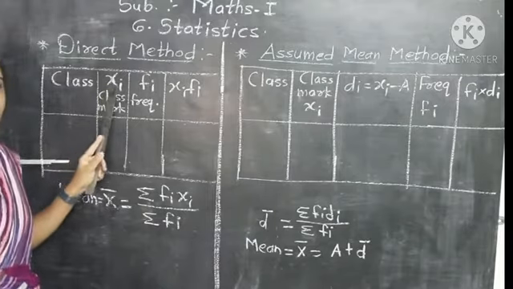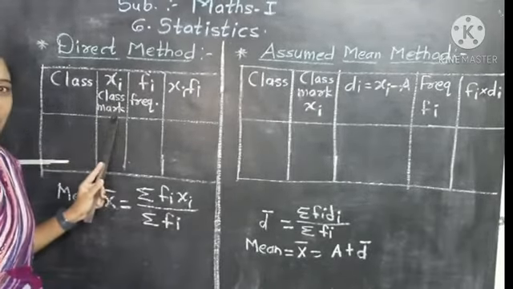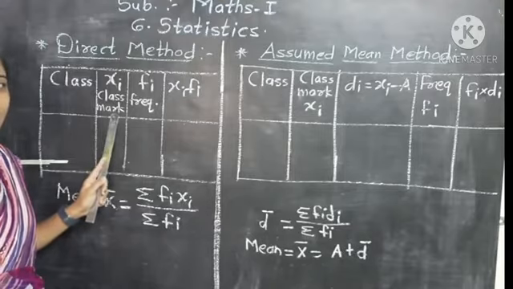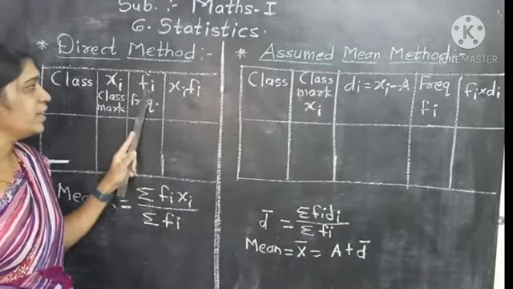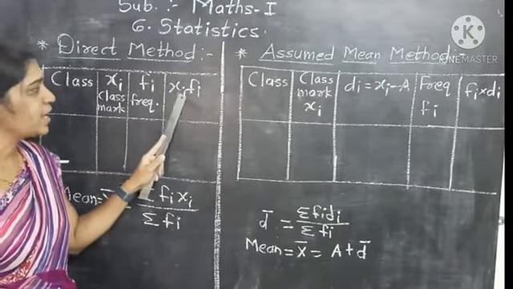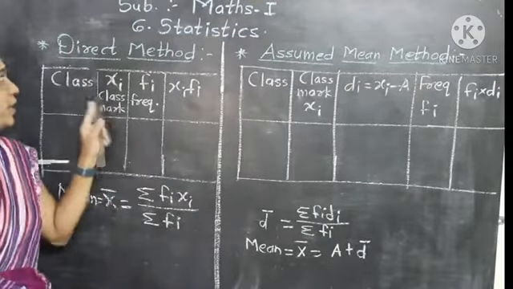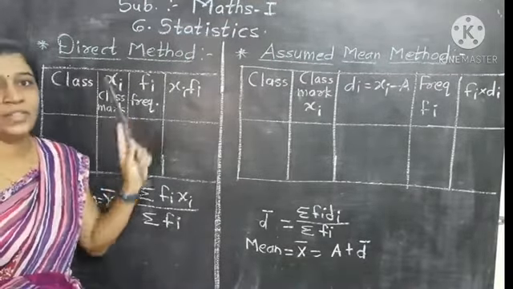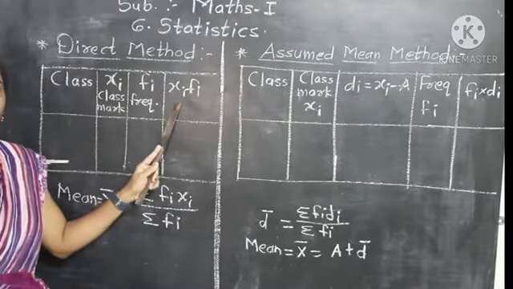We call it xi. Class mark. How to find class mark? You already learned in 9th standard. The third column is frequency. We write it as fi. And the last column is xi into fi. These 4 columns are there in the direct method. So you remember these 4 columns.